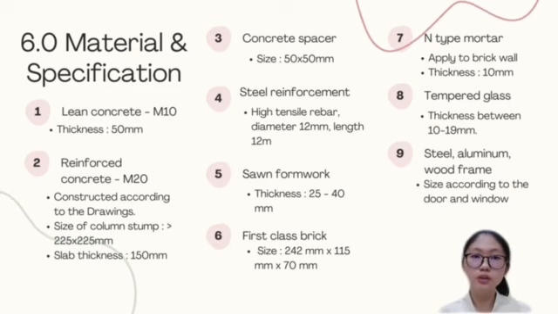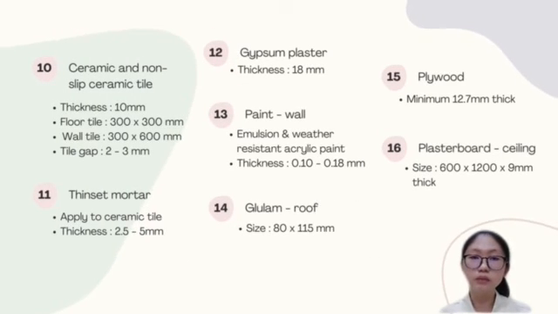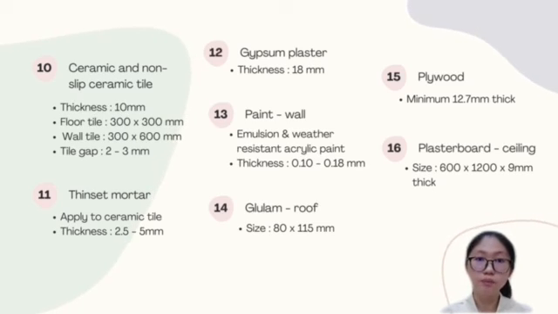Moreover, the dimension of the floor tile is 300 x 300, while the wall tile is 300 x 600, with the thickness of 10 mm. The gap between the tile is approximately 2 to 3 mm. The tile that we encourage to pick is ceramic tile, whereas for non-slip ceramic tile, it is suitable to use in the toilet and the wet kitchen area.